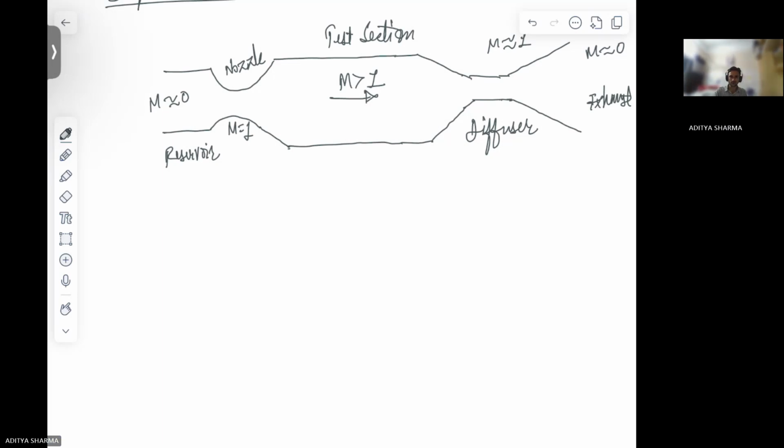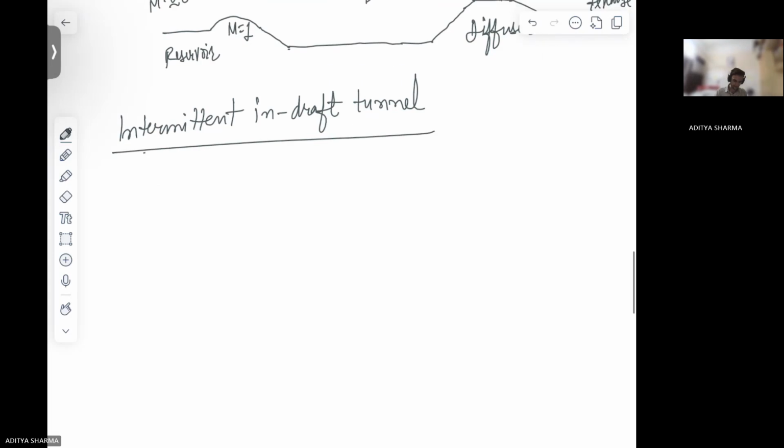Then the schematic of your intermittent in-draft tunnel has also been given. So intermittent basically means this tunnel is not continuous, right?